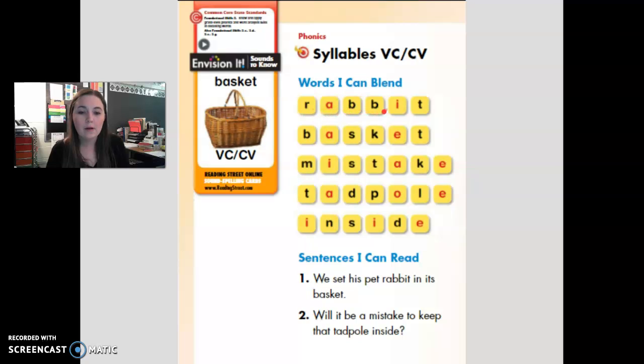R-A-B, rab, b-it, bit, rabbit. What's that word? Rabbit. All right, I've got a vowel, consonant, consonant, vowel. I'm going to chop it in half like a ninja. Let's sound it out. Ready? B-as, bass, k-et, ket, basket. What's my word? Basket. All right, got a vowel, consonant, consonant, vowel. So I'm going to chop them in half. Remember, like our ninja strike, right in between those two consonants. So let's sound out the first part.